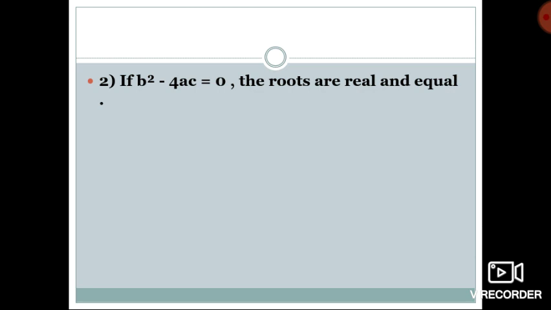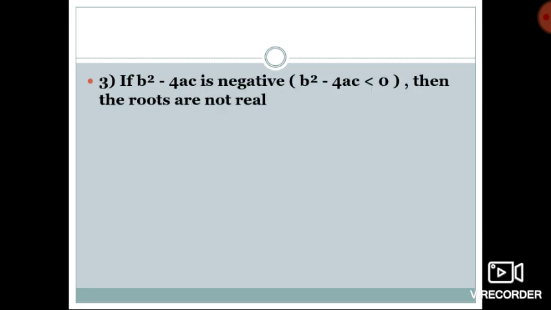It is very clear, it's neither positive nor negative. Exactly, if you get the value 0, then you can say the roots are real and equal. Third condition, if b squared minus 4ac value is negative, if we get any negative value less than 0, like minus 5, minus 10, minus 100, then we can say the roots are not real. In the sense, we can say the roots are imaginary roots. This is the third condition.